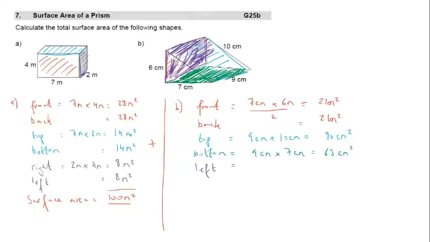Okay, sorry, just up to here is the left-hand side. See, it's a rectangle again, and it's 9 long and 6 high. So 9 times 6 is 54 centimeter squares. But the final step for the surface area is always to add together all the faces. So I got 20, 21, 21, 90, 63, 54, gives me 249 centimeter squares. Job done.